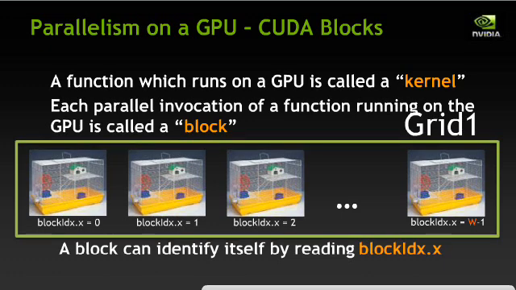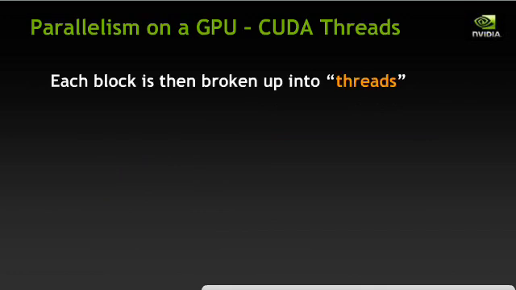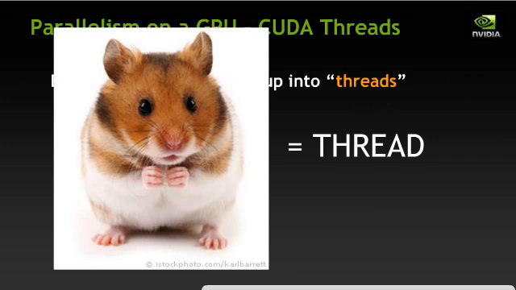So our next concept is called a CUDA thread. Each block is then broken up into threads. These are what actually go through the code and do the work. They're actually doing the processing. If you can see where my analogy is going, I like to think of a thread as a hamster. These are the guys actually doing all the work for you from within their cages.